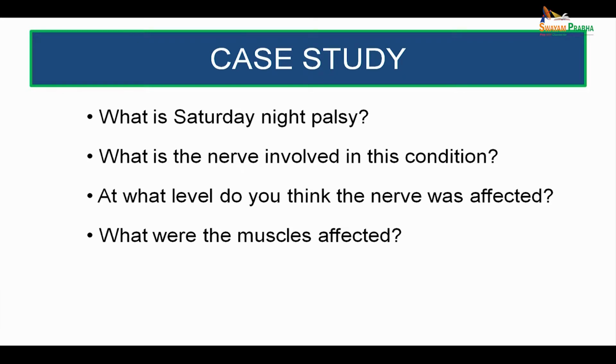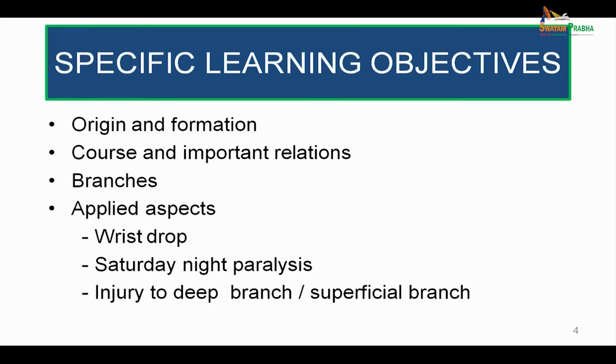In fact, you will get an answer to all these questions by the time we finish this session. Now, the specific learning objectives for today's session is to talk about the origin and formation of radial nerve, its course and important relations, the branches given off at various levels, and applied aspects in terms of wrist drop, Saturday night paralysis, and injury to the deep branch and superficial branch of the radial nerve.